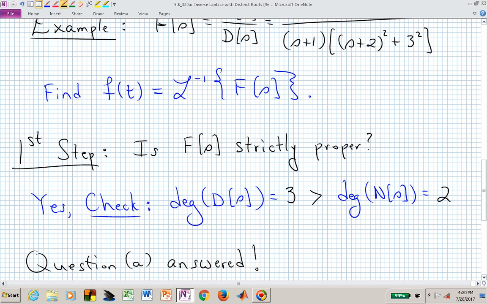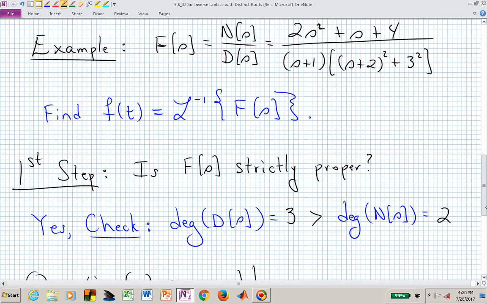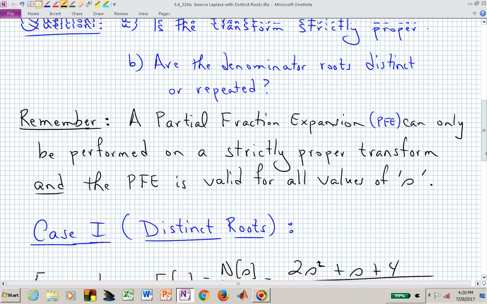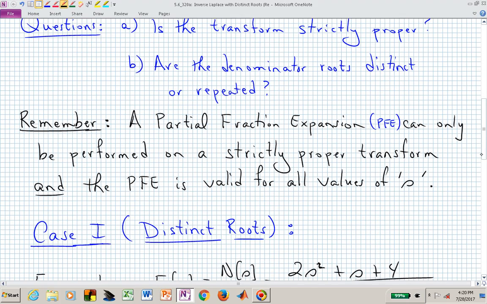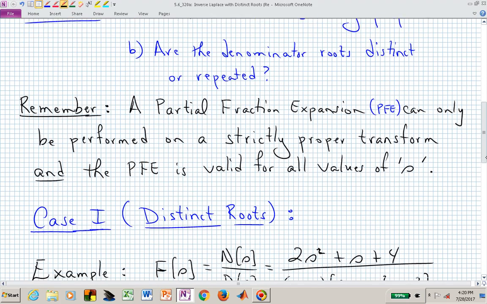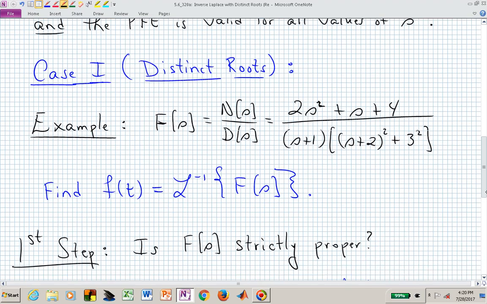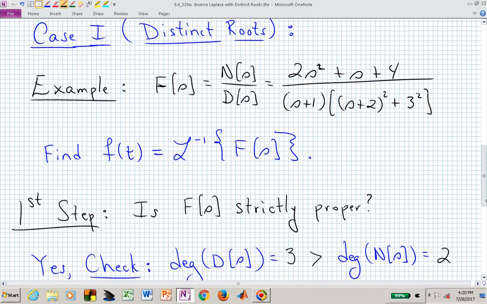Is this transform strictly proper? Yes, it is. So now we can perform the partial fraction expansion directly on F(s) without doing any long division. Once we've verified that, we can work on question B, which is to examine the roots of the denominator and determine if those roots are distinct or, in fact, repeated.